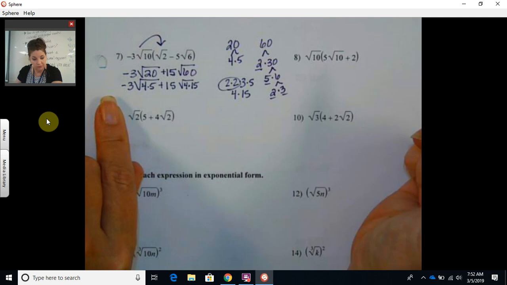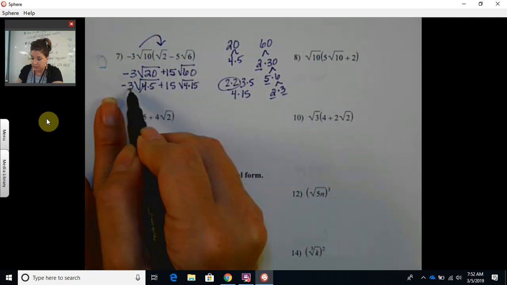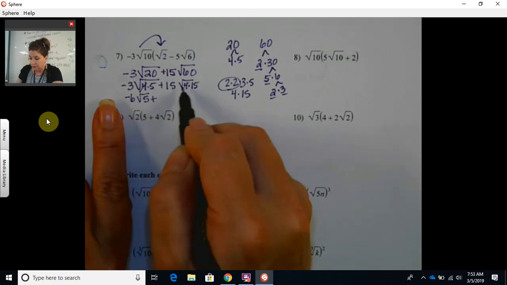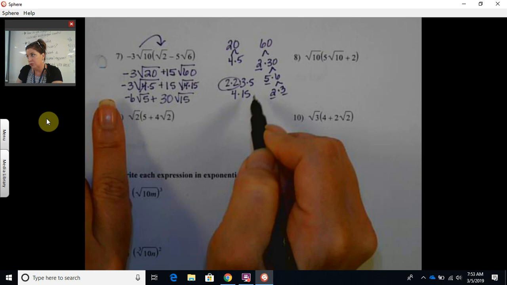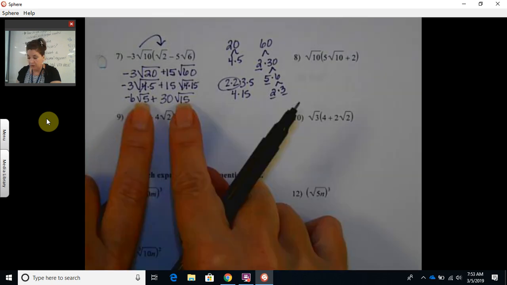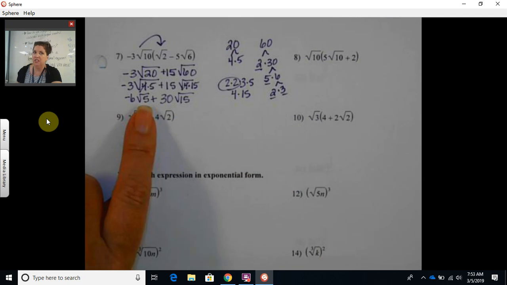Okay? So, what's the square root of 4? 2 times the negative 3 that's on the outside gives me negative 6 square root 5 plus square root of 4 is 2 times the 15 that's already on the outside is 30 times the square root of 15, and 15 is 5 times 3, so I can't break that down. Now can I add these together? No. The radicands still aren't the same. Okay? So you still would have to simplify what's under the radical, even if in the end you still can't add them together. You would still need to simplify what's under the radical. Okay?